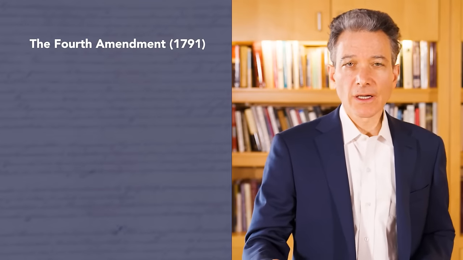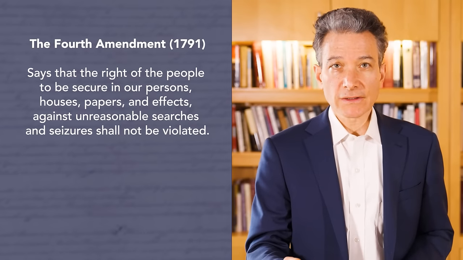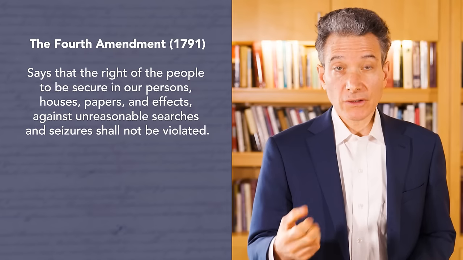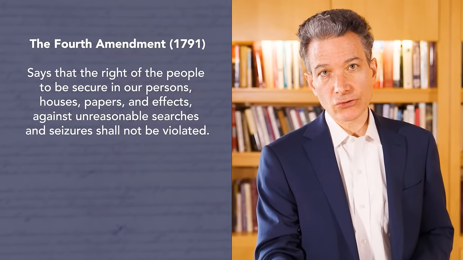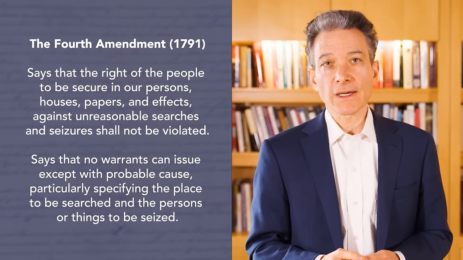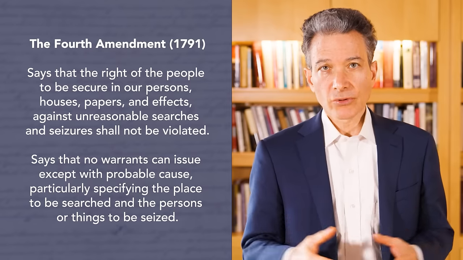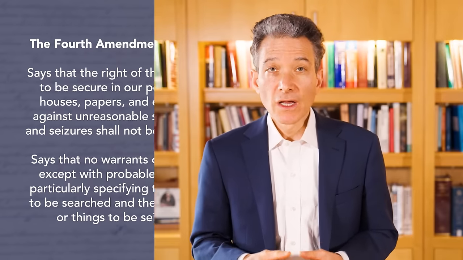The Fourth Amendment can be broken down into two big clauses. First, it says that the right of the people to be secure in our persons, houses, papers, and effects against unreasonable searches and seizures shall not be violated. And second, it says that there's a warrant exception. It says that no warrants can issue except with probable cause, particularly specifying the place to be searched and the persons or things to be seized. The big idea is that before the government can search your home or seize your property or effects, it needs a good reason, as well as particularized suspicion.